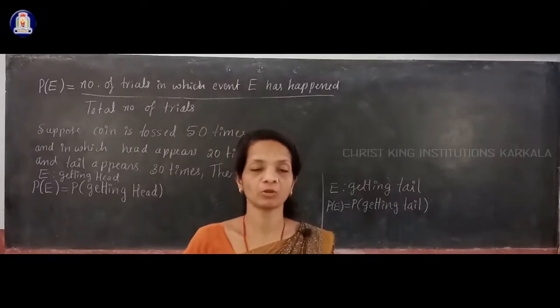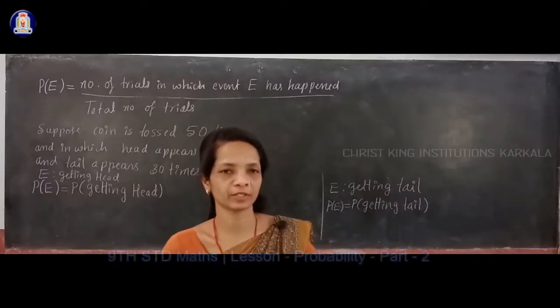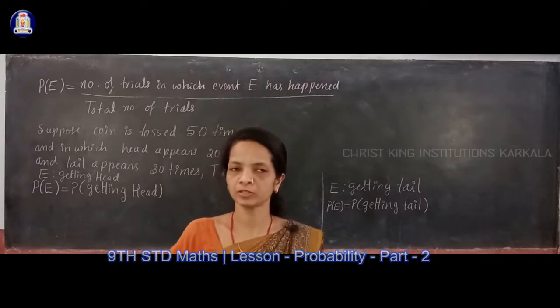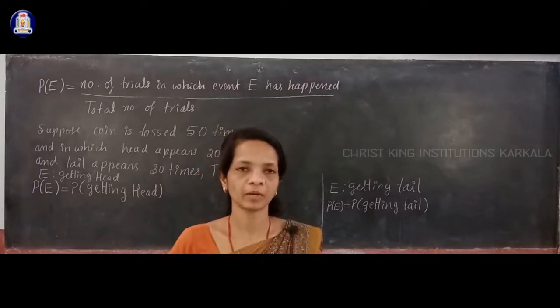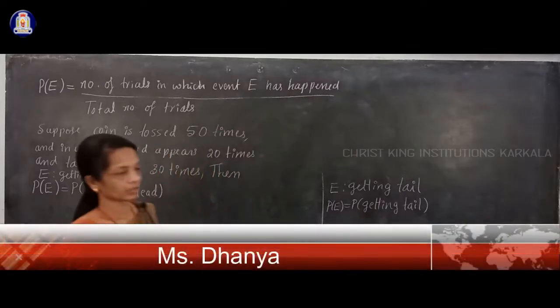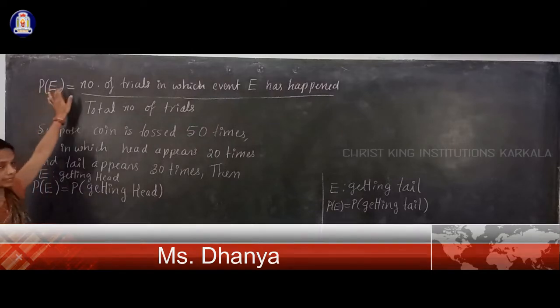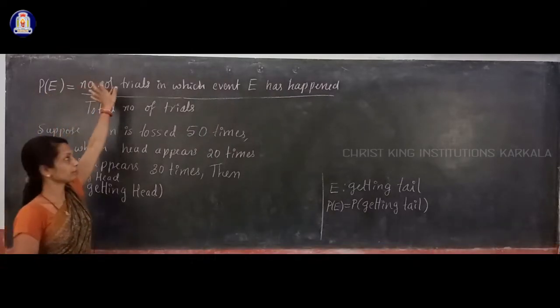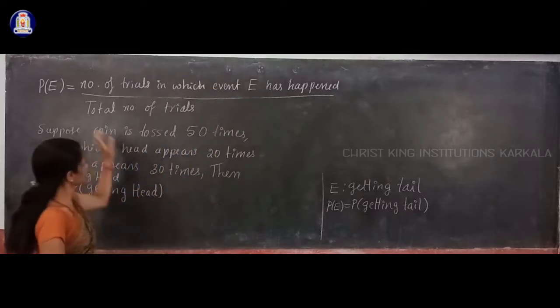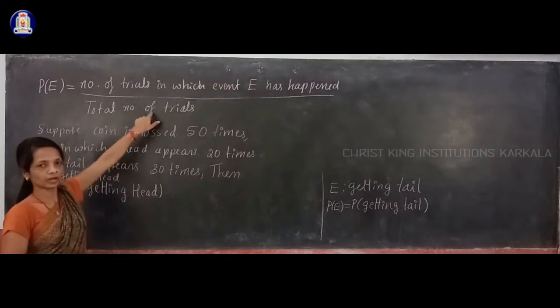Today we discuss how to use the probability of an event formula to solve problems. Before going to that, I'll explain how to use that formula through an example. Probability of an event is given by this formula: number of trials in which event E has happened, divided by total number of trials.